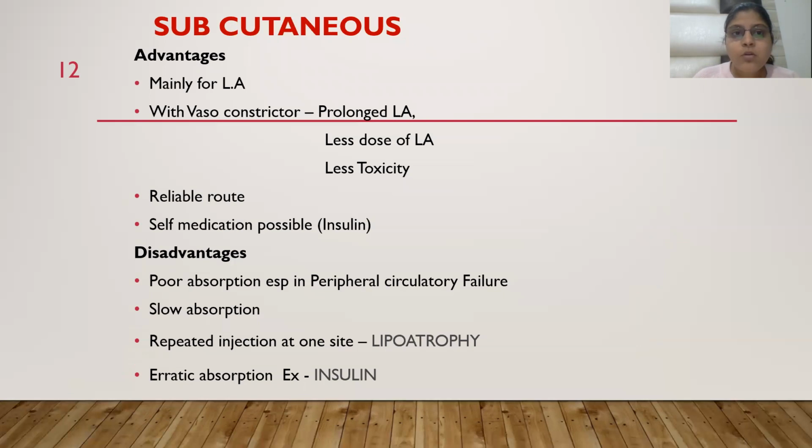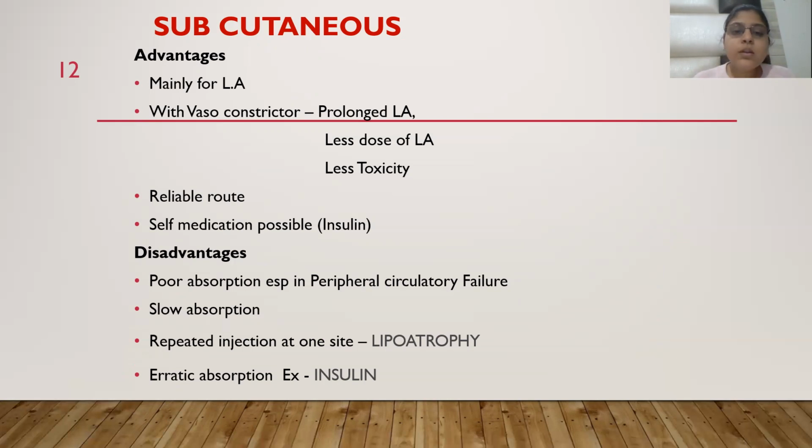Advantages: it is mainly used for local anesthesia, and these can be given with vasoconstrictors. They have a prolonged local anesthetic action. A lower dose of local anesthetic can be given, and less toxicity can occur. It is a reliable route. Self-medication is possible in the case of insulin.